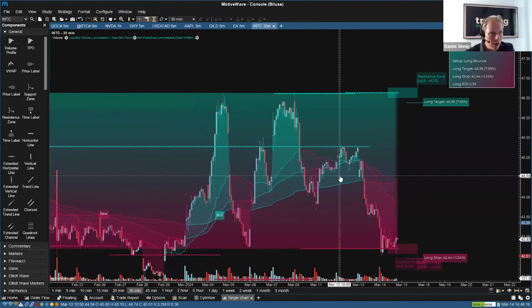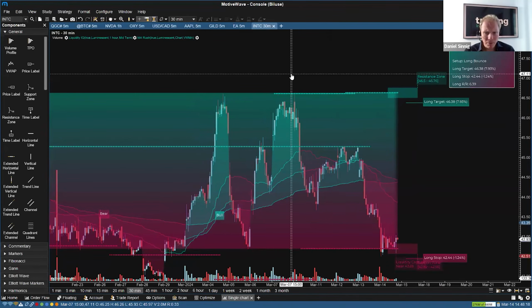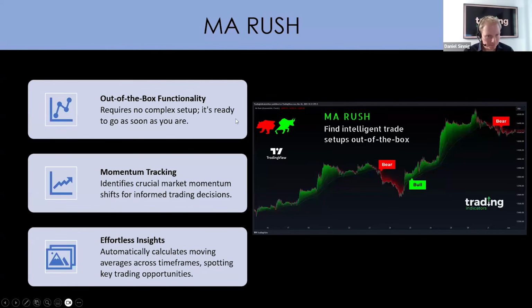All right, so let me go back to my slides real quick and talk a little bit about Emi Rush. So Emi Rush will show you these levels on the chart, as we've seen here, whether momentum is bearish or bullish. And the beautiful thing about Emi Rush is it works out of the box. There's basically zero configuration that you need to do. All you need to do really is to apply it to the chart, and it will show you the current momentum direction, and you can trade accordingly.